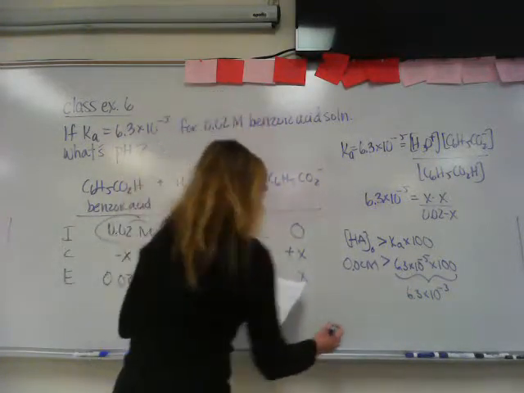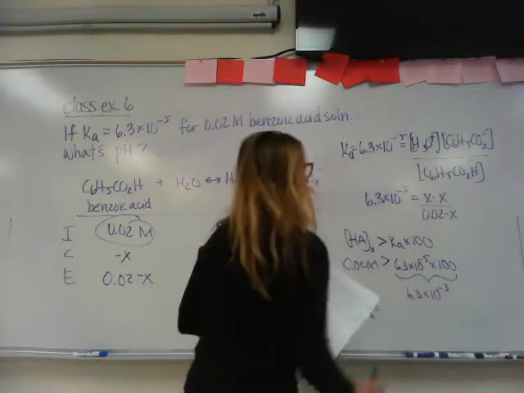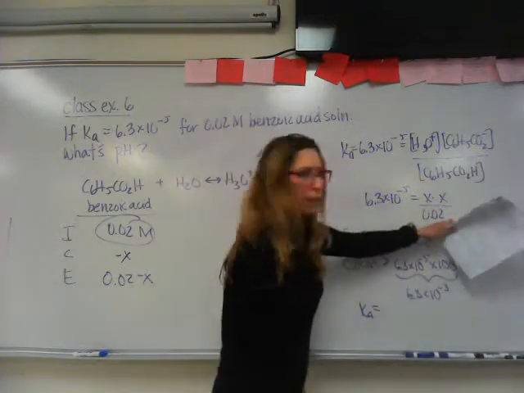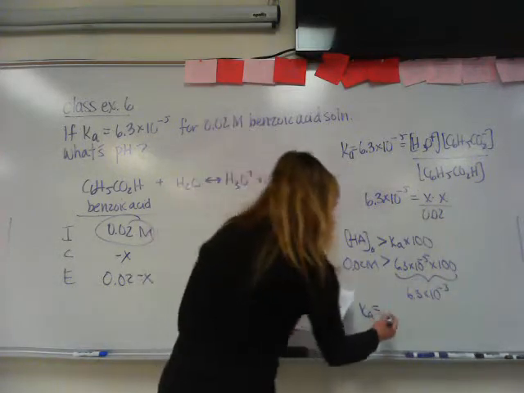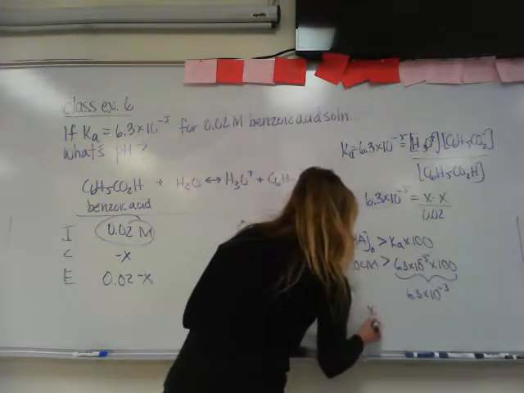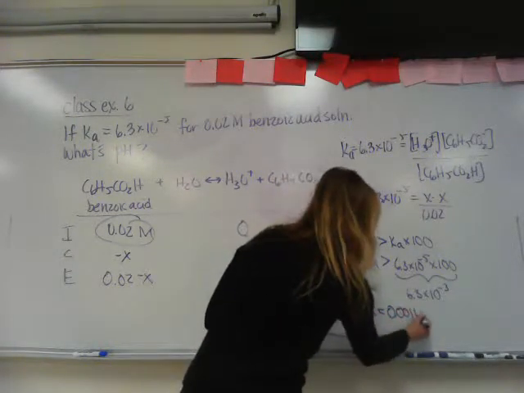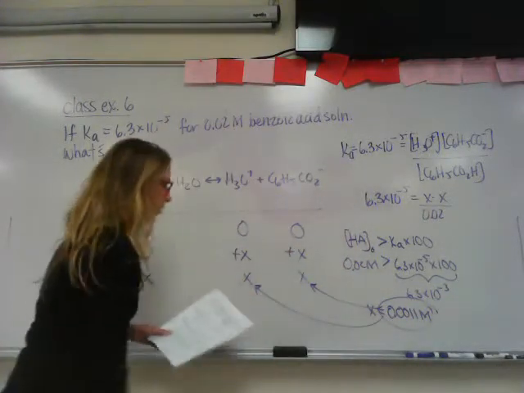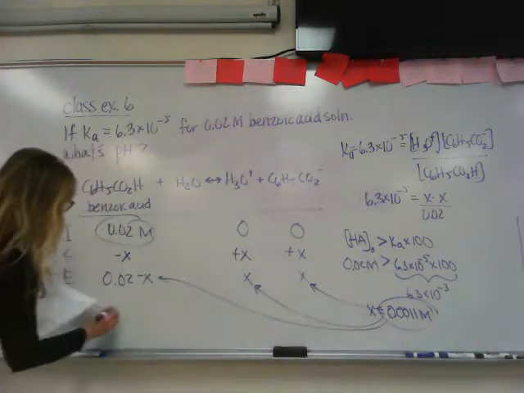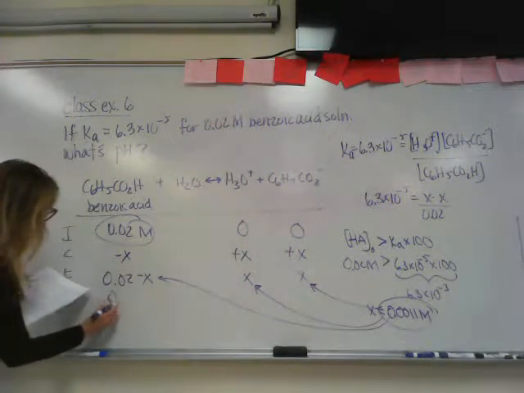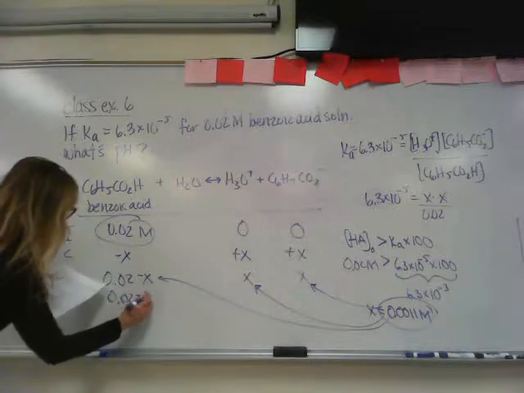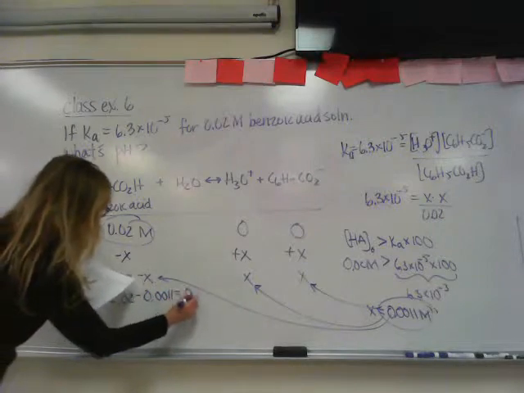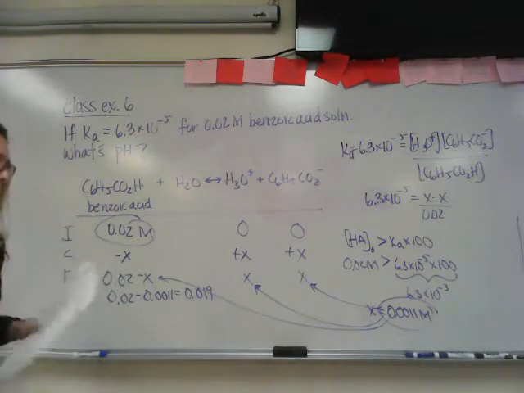So now your Ka is going to be equal to X times X divided by 0.02. We can totally eliminate the minus X that's after the 0.02. So this is going to end up being X is 0.0011 molarity. So this is your concentration here and here. And if we substitute it here for X, you're going to end up getting 0.02 minus 0.0011. This is 0.019 molarity.